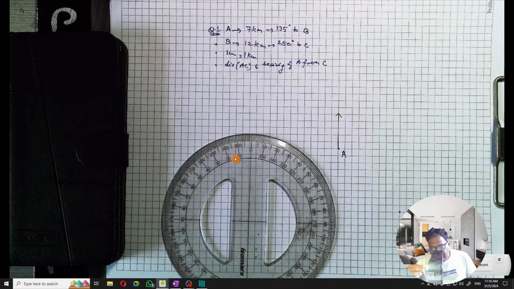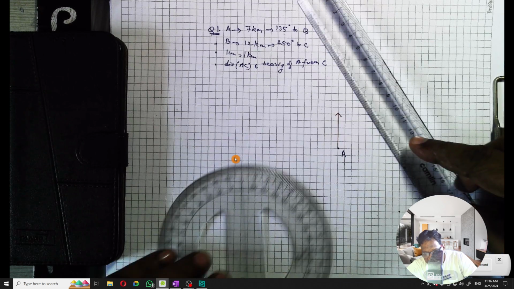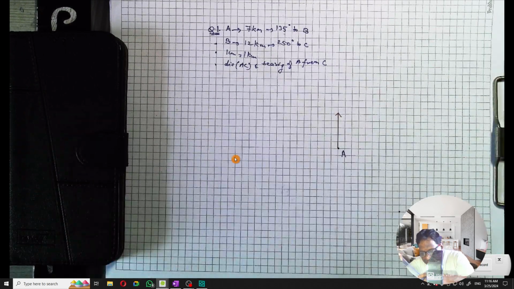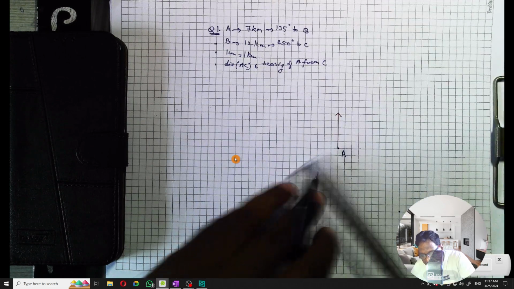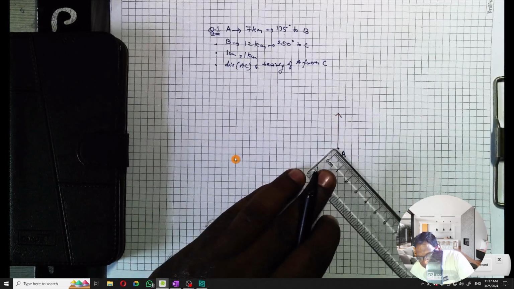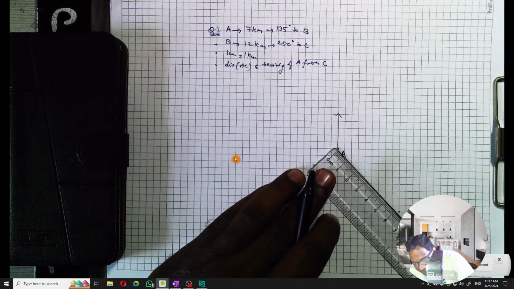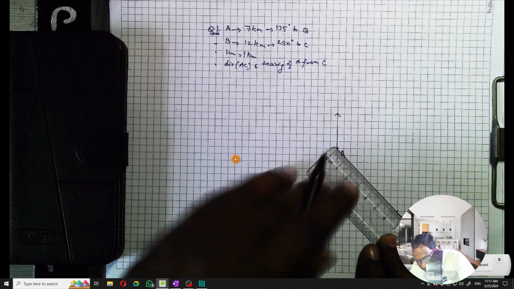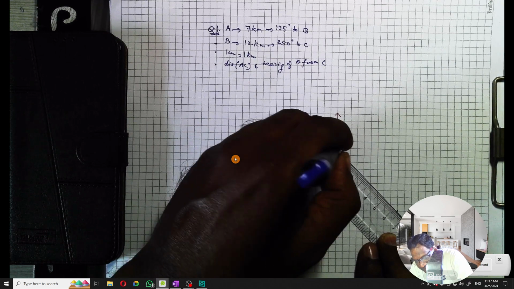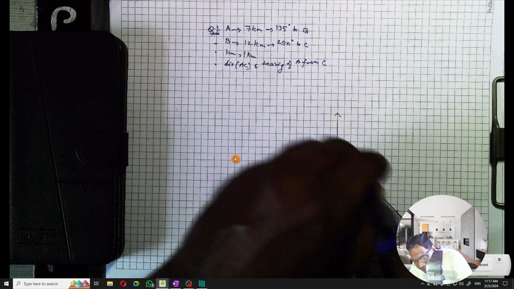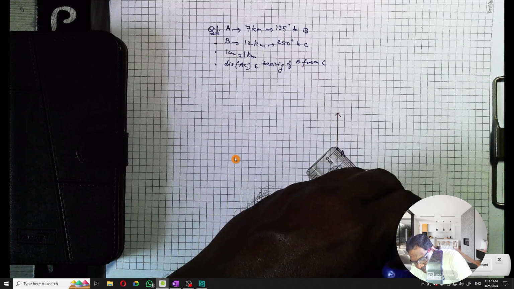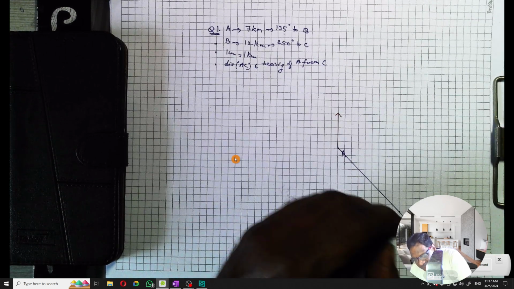Now in this direction somewhere I will have the point B, but the point B has to be at a distance of 7 kilometer. So from this point A I am going to take 7 centimeters, and that will be the position of my point B. So 7 centimeter comes to this point. So this is 7 centimeter.